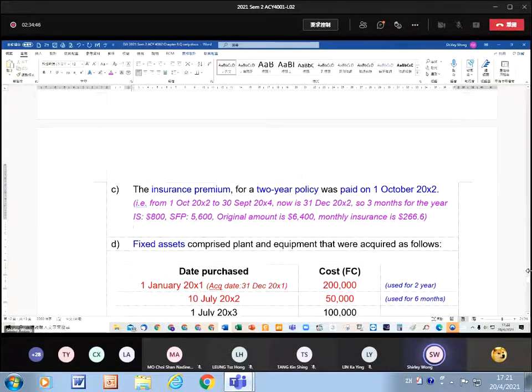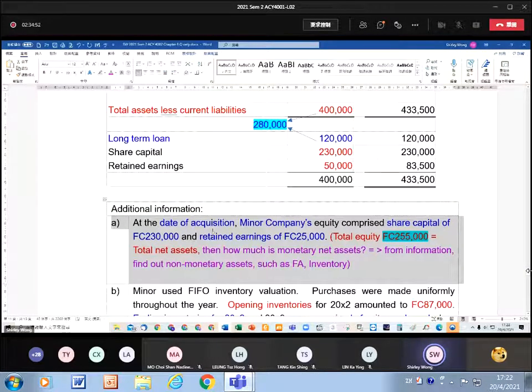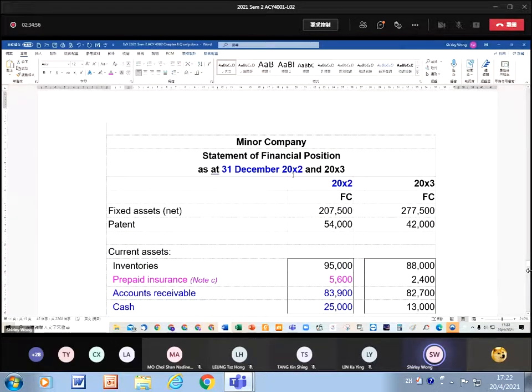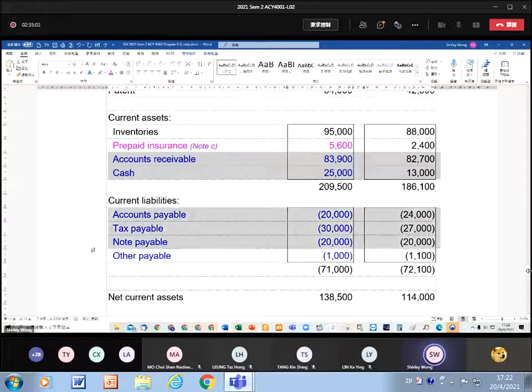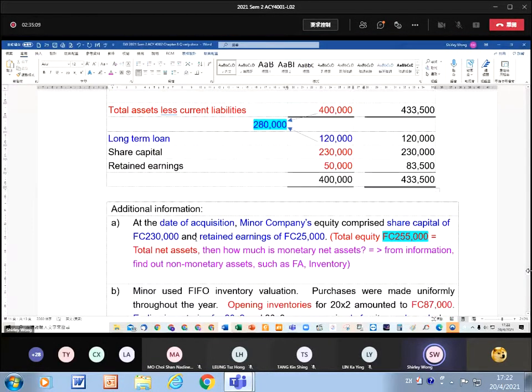If no, let's look at additional information A. 咁我哋就由 A 開始去睇翻落去啦。So additional information A, here they give you the statement of financial position at year-end day. From here, we can find out the blue item. The blue item actually is the monetary asset and liability. We'll need to do the reconciliation for remeasurement gain, right? And then we have a look here.